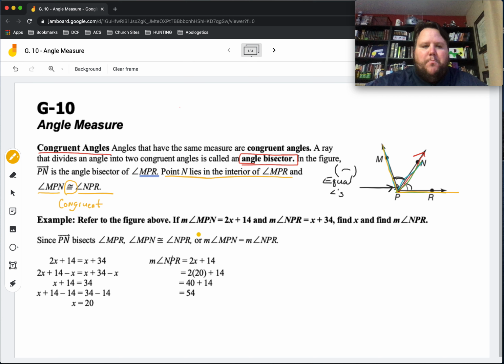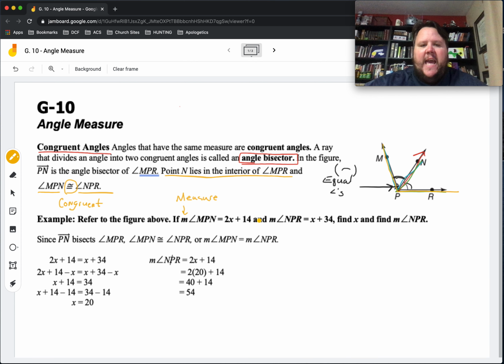So refer to the figure above. When you put a lowercase m in front of the angle, you're saying measure. That's just terminology that you're going to end up learning. So if the measure of angle MPN equals 2x plus 14, and NPR is x plus 34, it's going to tell us to find x and find the measure of angle MPR.